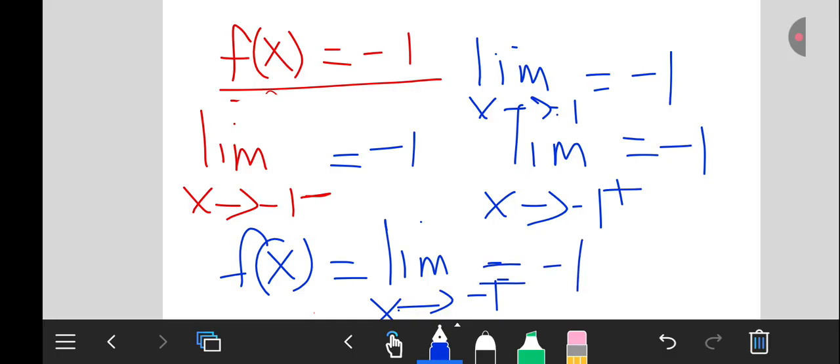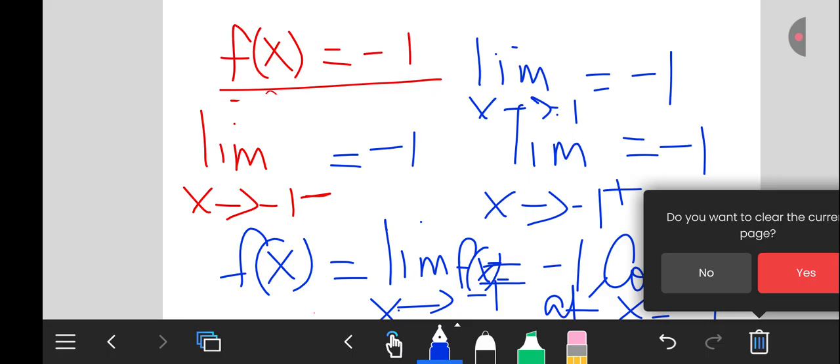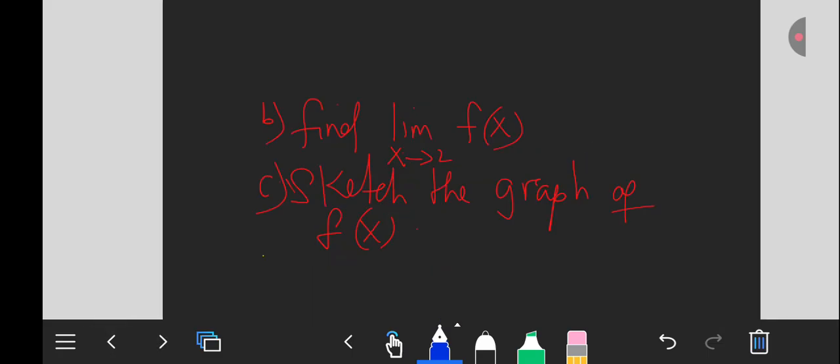So we are going to conclude that this is continuous, because f of x is equal to the limit of the function f of x as x approaches negative 1. So it is continuous at x is equal to negative 1. So this is how you get to determine. What is the next question? The next question is, we've sketched this. So the next question is this one.